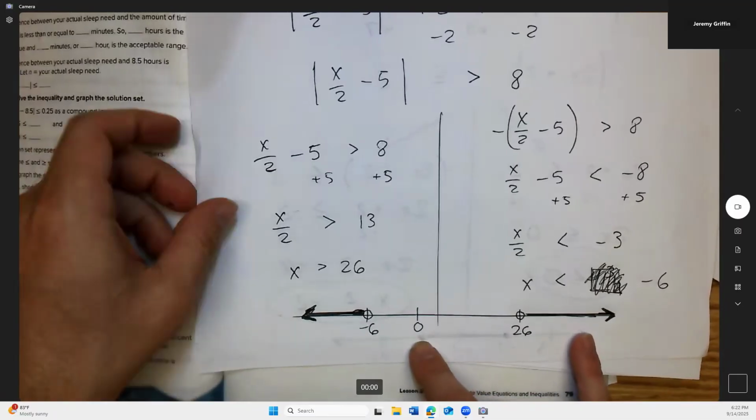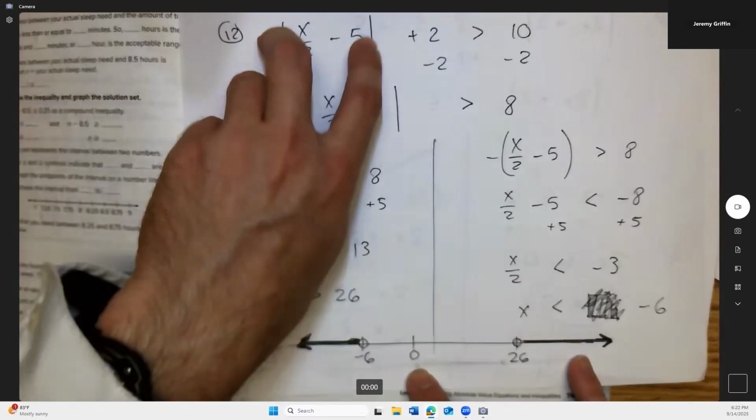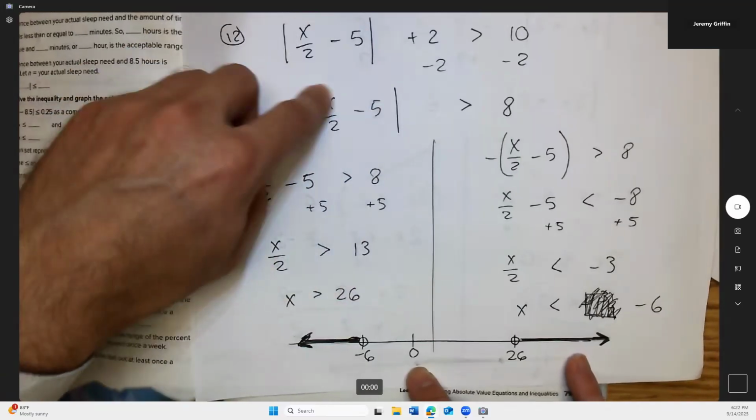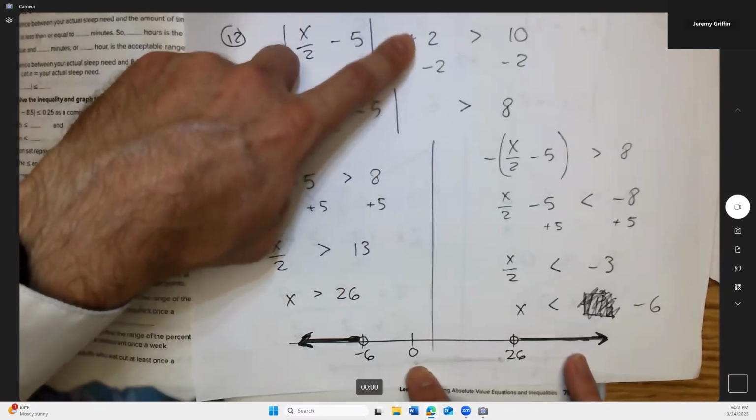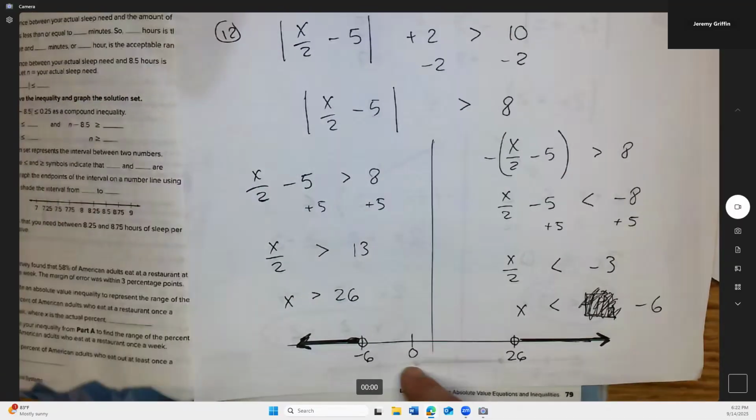So does 0 fail? Let's see if 0 fails. So 0 divided by 2, minus 5 is negative 5. Absolute value is positive 5. So this whole thing would be 5. Plus 2 is 7. Is 7 greater than 10? It is not, so 0 does fail, which is good, right? Because we thought it would.